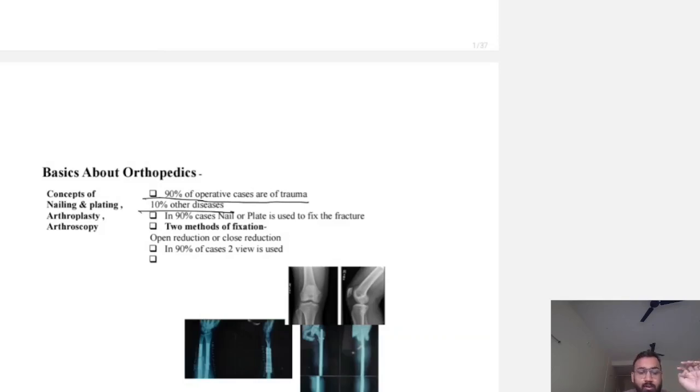Orthopedics is nothing, it is just the carpenter of the human body. What is the work of a carpenter? He used to fix gates. And the orthopedic surgeon fixes bone with the help of nailing and plating.